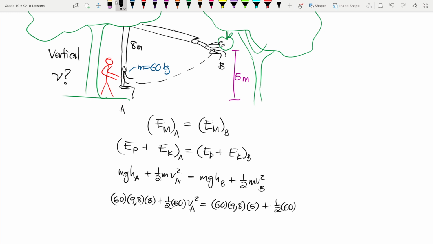So the speed there should be 0 squared. Can you see that now you only have one unknown, which is VA? Yes, sir. That's how simple these kinds of questions are. So that is a pendulum.